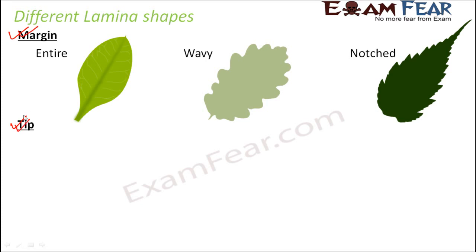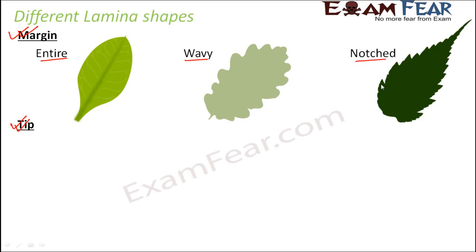Now when I talk about the margin of the lamina, that is this boundary, we have all these types of shapes. Entire, that means if you see the margin or the boundary, it is complete. There are no notches anywhere. So it is known as entire. The second one is wavy. So if you see the boundary, it is in the shape of a wave. So that is why it is called a wavy lamina.